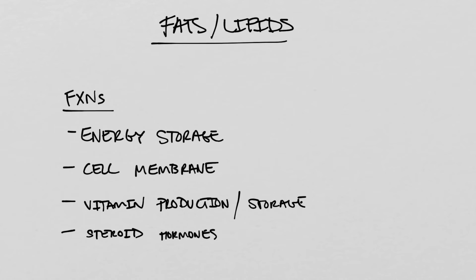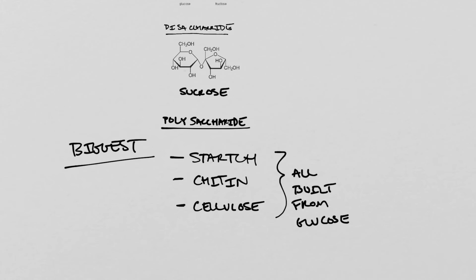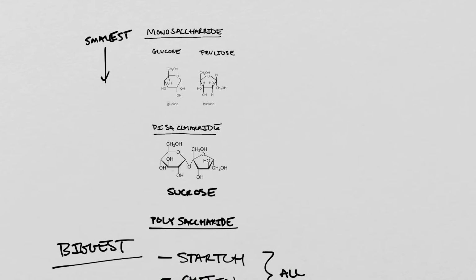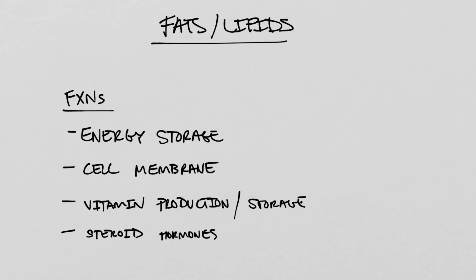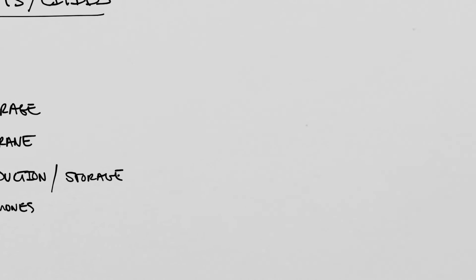So fats and lipids are a little bit harder to organize than carbohydrates, because carbohydrates have these great monomers, or monosaccharides, disaccharides, and polysaccharides. It's really easy to classify them. With fats and lipids, there isn't a single great monomer example because they're actually a very diverse group of organic molecules. But we're going to talk about two here today. The first one is called a fatty acid.